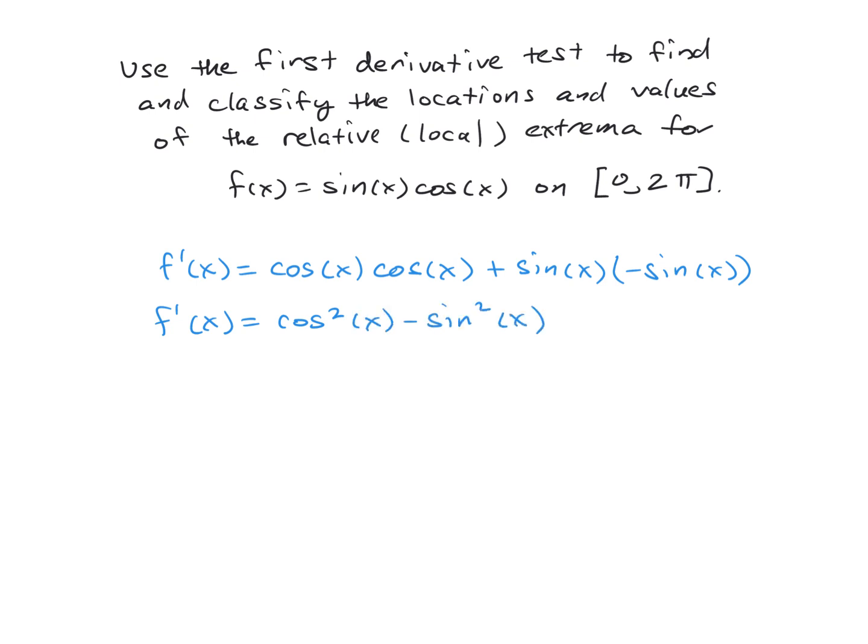And we now need to find our critical numbers. First of all, this derivative is never undefined because it's the difference of two squares of two very nice trig functions. So it's never undefined. However, it could be equal to 0. So we're going to set our derivative equal to 0 and solve for x.